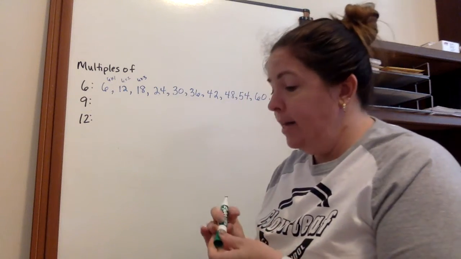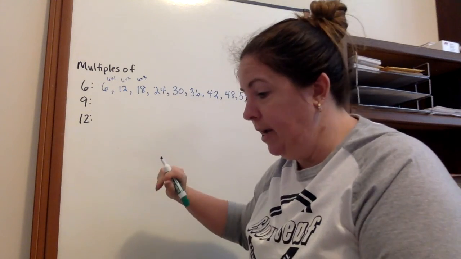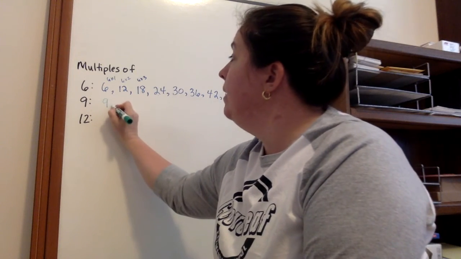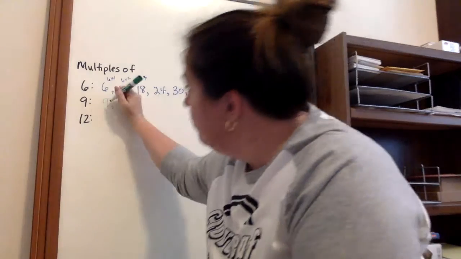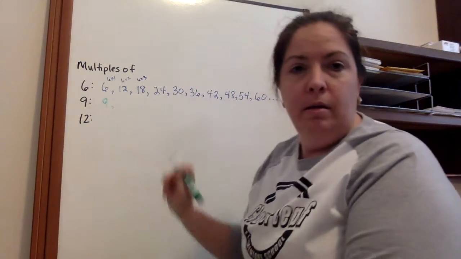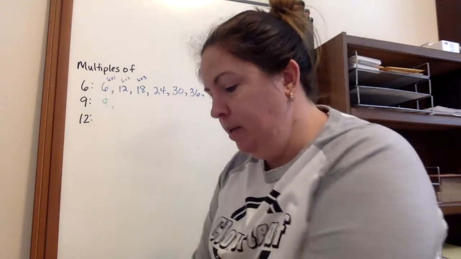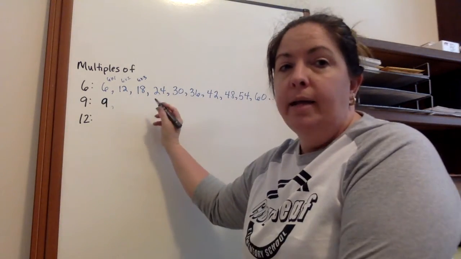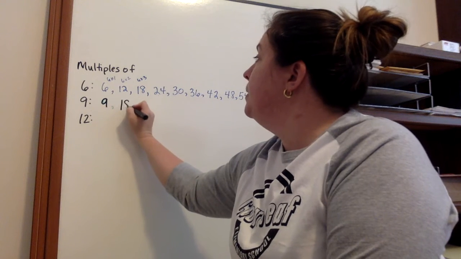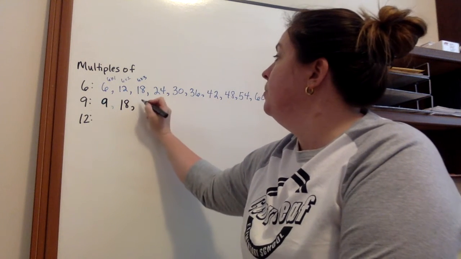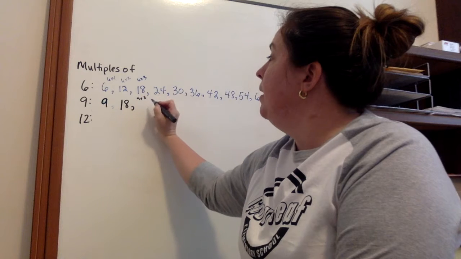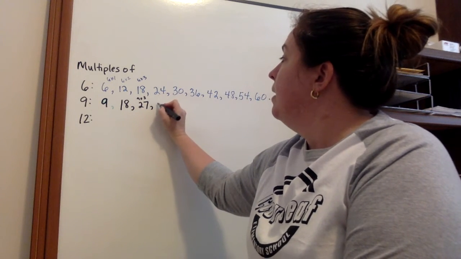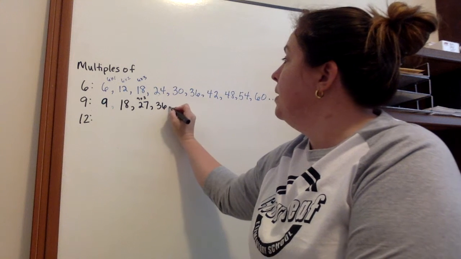Let's look at 9. 9 times 1 is 9. Can you see that? My green marker seems to be a little too light, so let's use the black one. 9 times 1 is 9. 9 times 2 is 18. 9 times 3 is 27. 9 times 4 is 36.